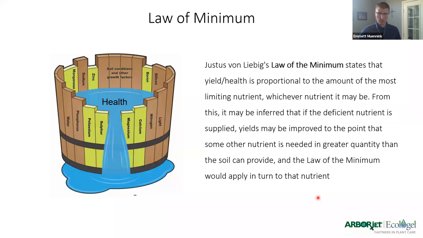And so what this law goes on to state is that if you supply that greatest limiting factor, it's only going to improve the health of that plant to the next limiting nutrient or next limiting factor. So say you apply a bunch of iron to a tree, that's going to green it up, maybe for a short period of time, because the tree is also deficient in manganese. And so you're just going to correct the iron deficiency, and the next thing that you're going to see is a manganese deficiency because you didn't address that as well.